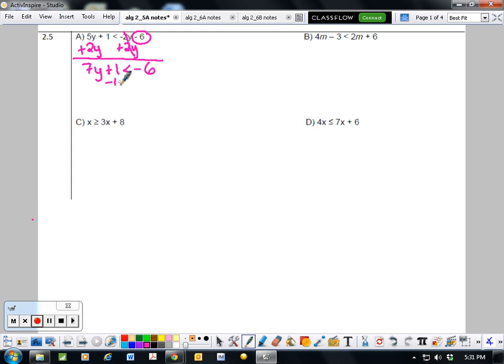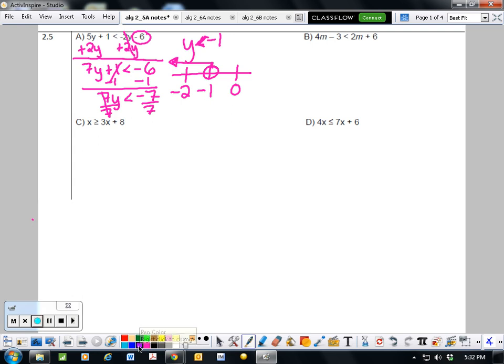I move the 1. I divide by 7. And I get an inequality of y is less than negative 1. And then don't forget on our number line, we start with our negative 1 and we go up 1, down 1. And then this is an open dot because it's just less than, not less than or equal to. And then we go towards the lower numbers.